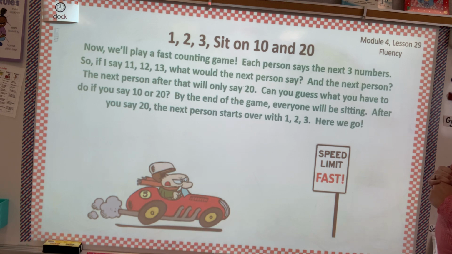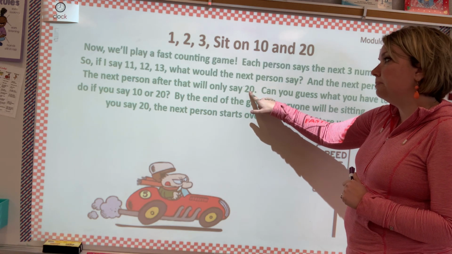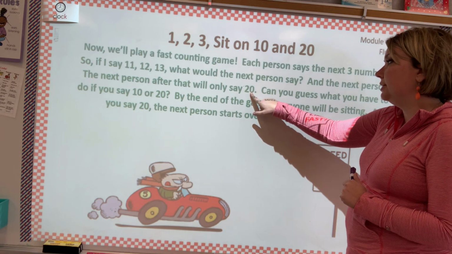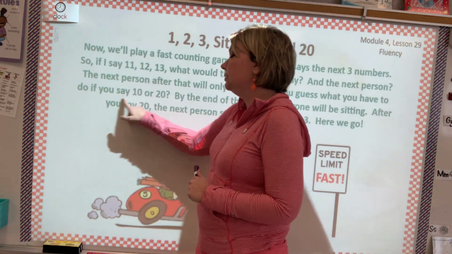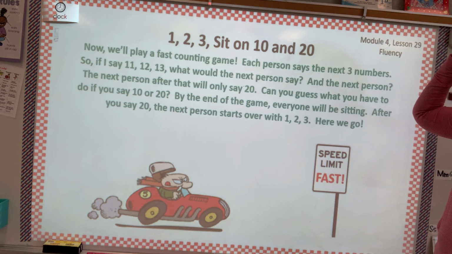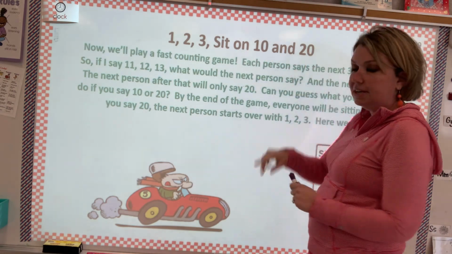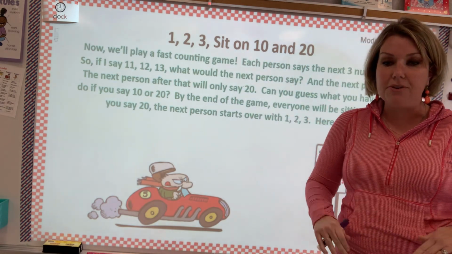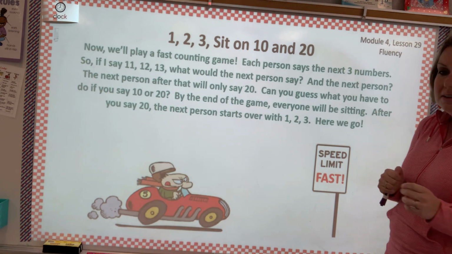And when someone says 20, the next person after that will only say 20. Can you guess what you have to do when you say 10 or 20? You have to sit, because it's called sit on 10 and 20. So you have to sit down. That means you're out. By the end of the game, everyone will be sitting down. Are you ready to play?